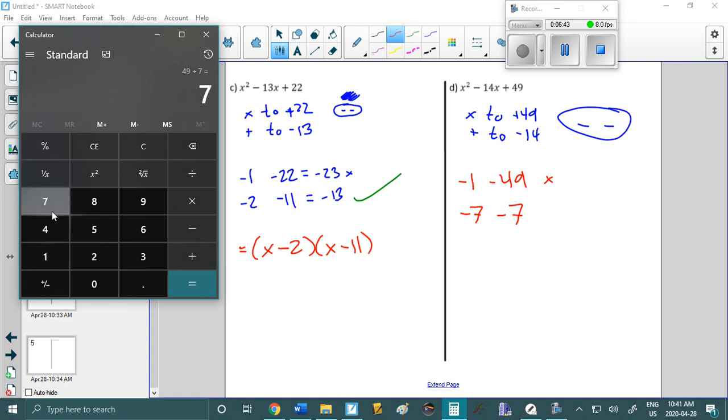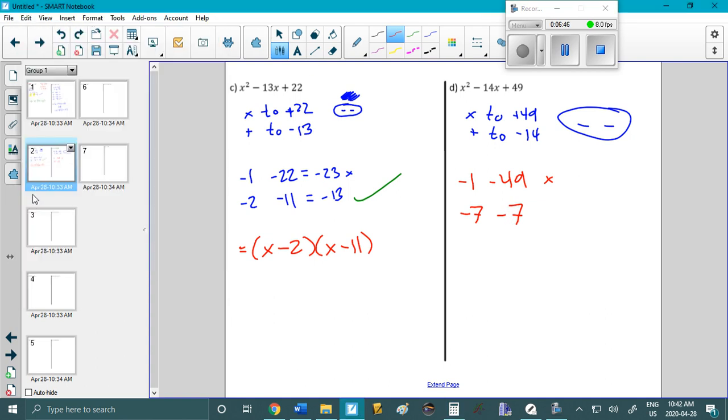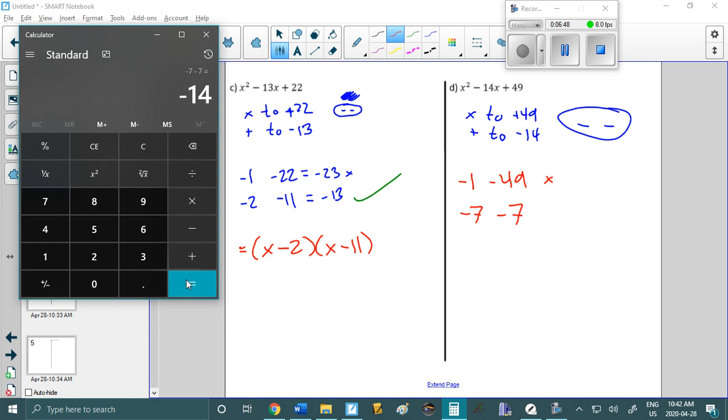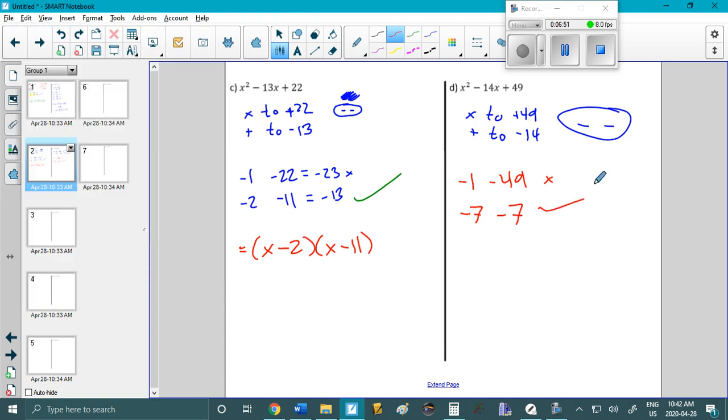So let's add them together. Negative 7 minus 7 is negative 14. These are our numbers. So to factor it, we have x minus 7 times x minus 7. Now, just a little trick here. If both of these are the same, we just write x minus 7 once, and then we say that it's squared, because it happens twice. If you don't get this part, not a big deal. We'll deal with that a little more later in the unit.